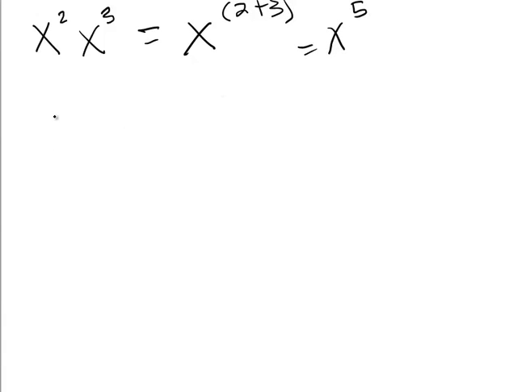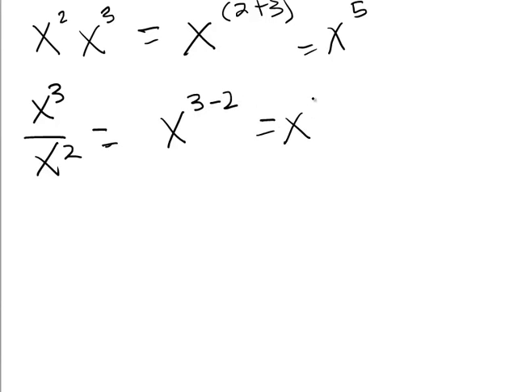If I'm doing division involving the same bases with exponents, same thing. When multiplying, I added. When dividing, I'm going to subtract. So this, x to the 3rd over x to the 2nd, is the same as x to the 3 minus 2, which equals x to the 1, or just x.